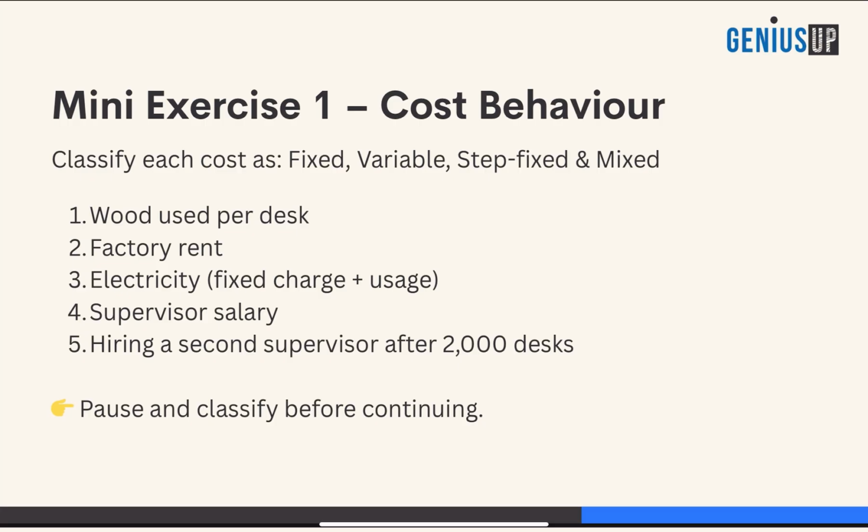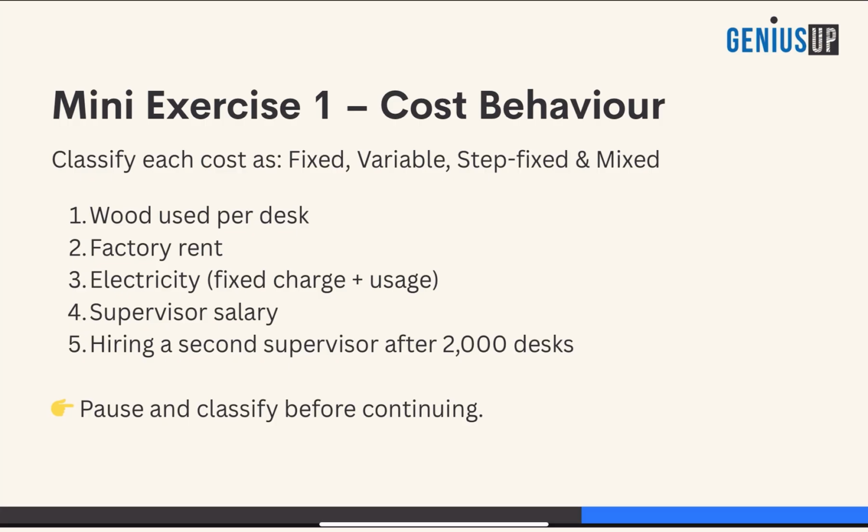So the question says you must classify each cost as a fixed, variable, step fixed, or mixed cost, right? So we need to classify whether each of these costs below are fixed, variable, step fixed, or mixed. Remember, our main assumption is we're dealing with a company that produces furniture, right? It produces tables and chairs and wardrobes and all those kind of things. So we really need to think of it in that context in order for us to be able to classify whether a cost is fixed, variable, step fixed, or mixed. So let's start with the first one.